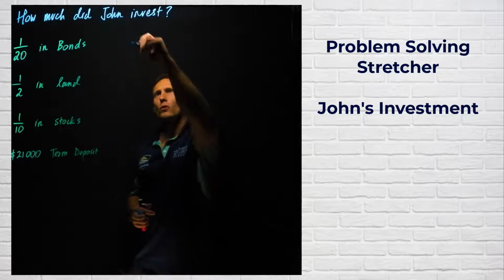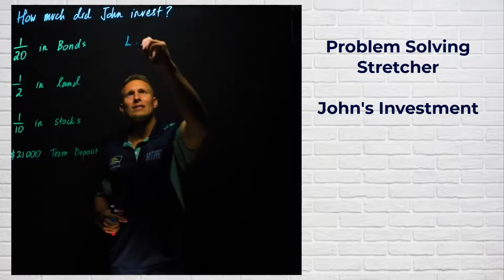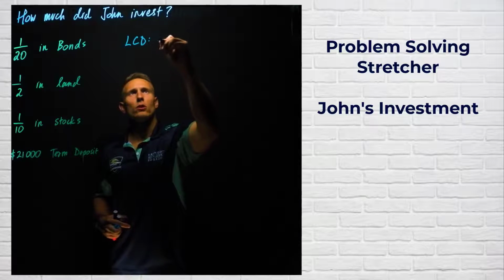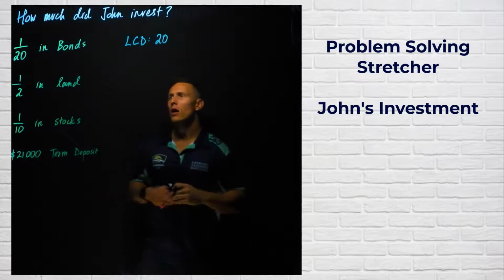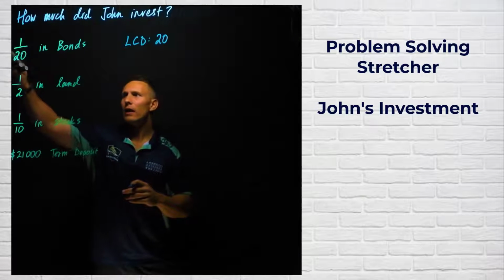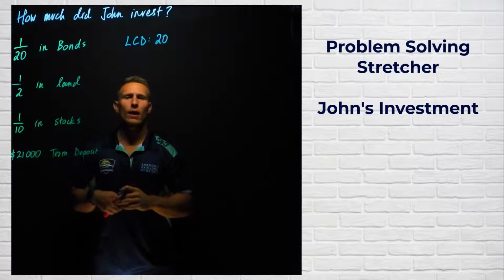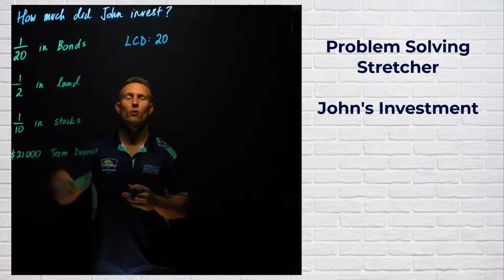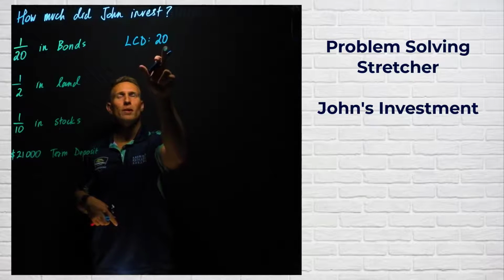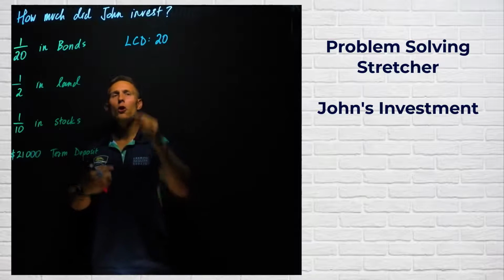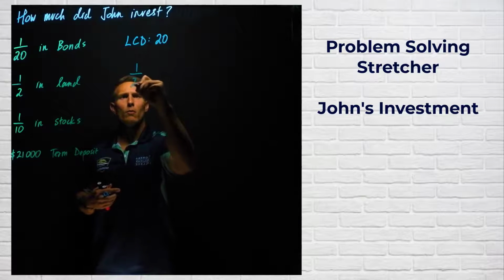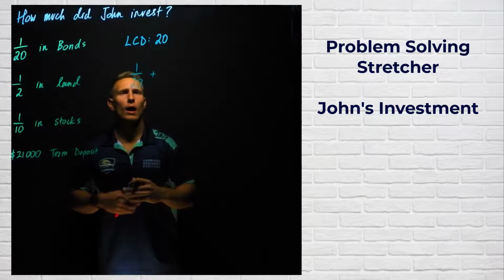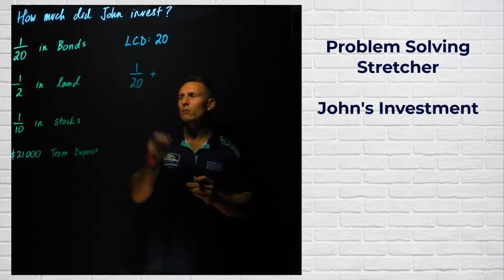So the lowest common denominator of 20, 2, and 10 is 20. So what we need to do is we need to get each of these fractions, we need to find an equivalent fraction for a half, an equivalent fraction for 1/10, so that the denominator is 20. So what I'm going to do is I'm going to set up my addition. So we've got 1/20th in bonds.